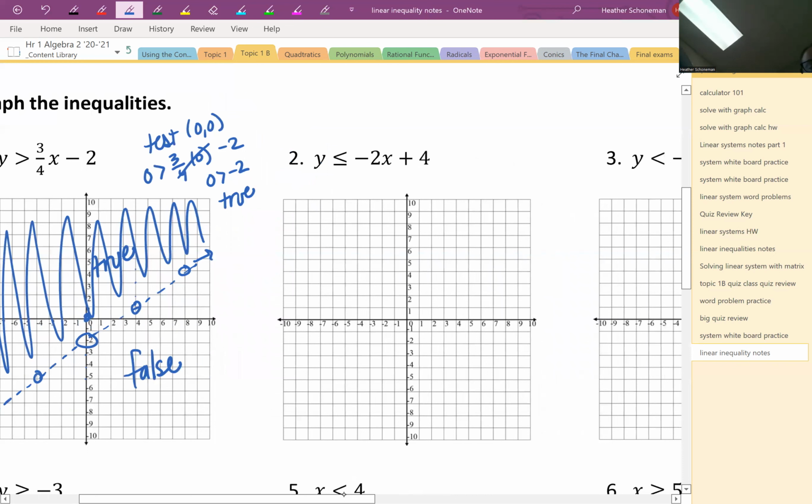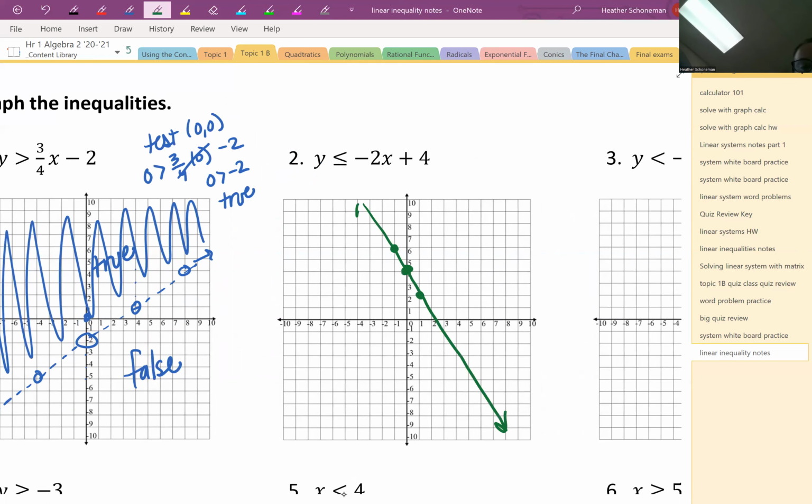All right, let's try this again on number 2. Now on number 2, it's a less than or equal to. So now we're going to have a solid line or closed circles. So first we're going to start at the y-intercept, which is right here. And now we're going to do our slope to find more points, down 2 right 1 or up 2 left 1. And we're going to connect these with a solid line.